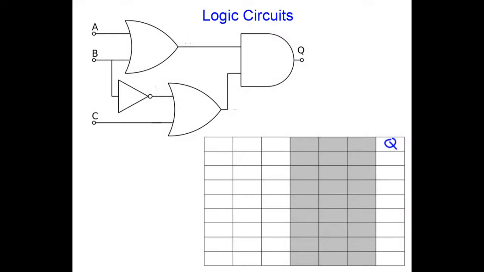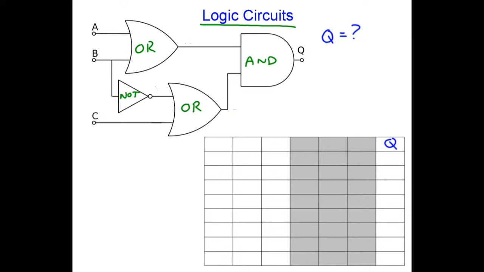In this video we look at how we analyse logic circuits, and I have a logic circuit here built out of an OR gate, another OR gate, a NOT gate and an AND gate. I don't know what the purpose of this circuit is, but the question is, what is the value of Q for each combination of A, B and C?